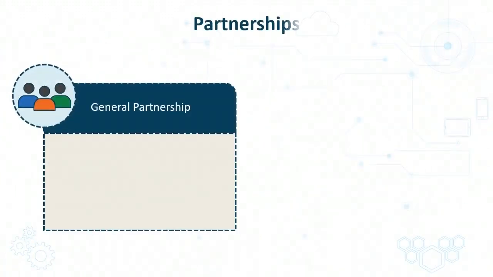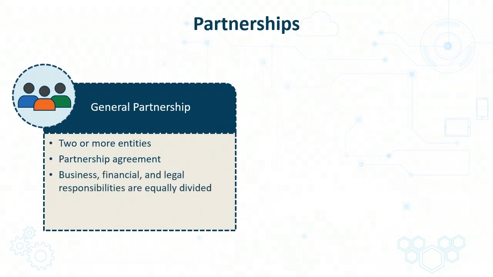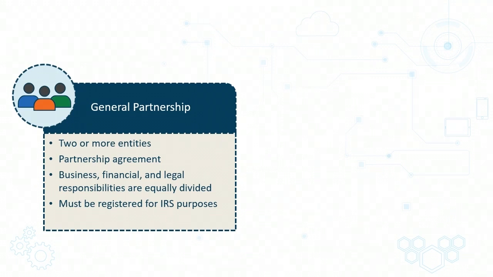A general partnership is similar to a sole proprietorship, but it has two or more entities. Partners enter into a partnership agreement where each partner is personally liable for any debts or claims that the business is responsible for. Partnerships are registered with the IRS, and each partner reports their share of business profits on personal taxes as income.